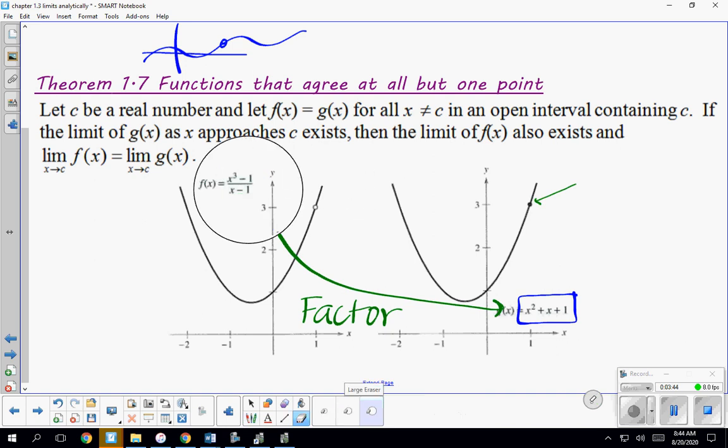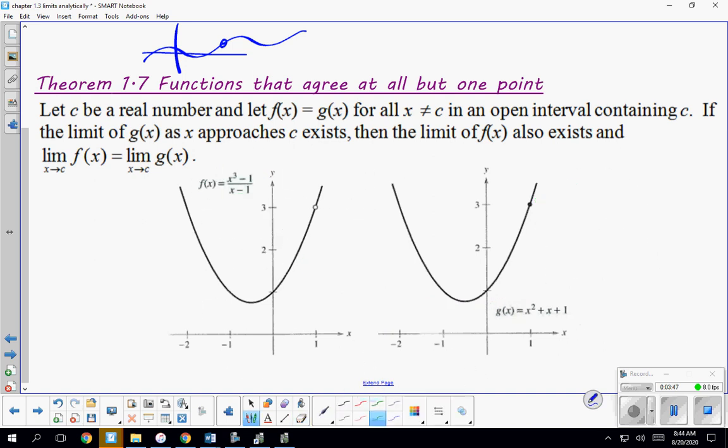Okay? If I were to look at this original graph to find the limit, to find the point here, I can't find it because it doesn't exist. But if I use the new function, it does exist, and I'm able to see easily that it's 3.